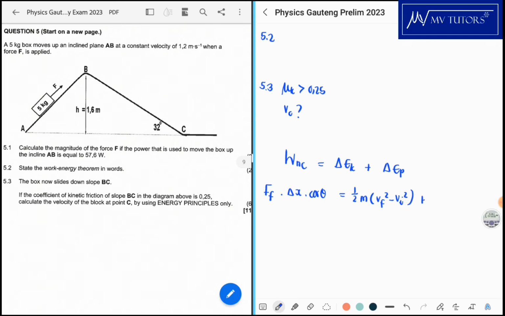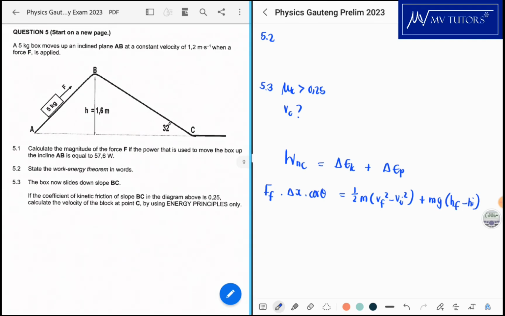And then now the change in potential energy, you have the mass times the gravitational acceleration. Then you have your final height minus your initial height. So the force of friction, okay, what are we looking for again? We're looking for velocity. So the force of friction, did they give us anything?